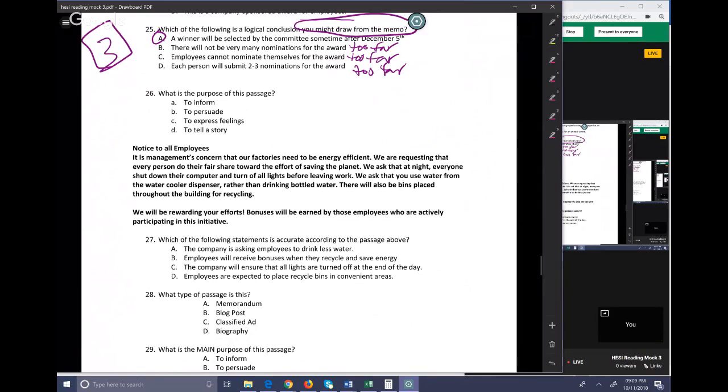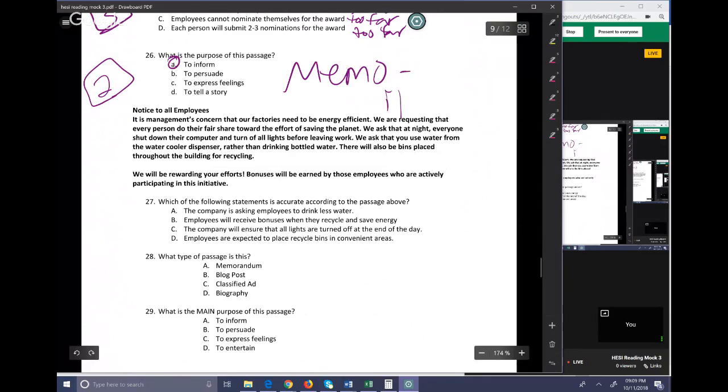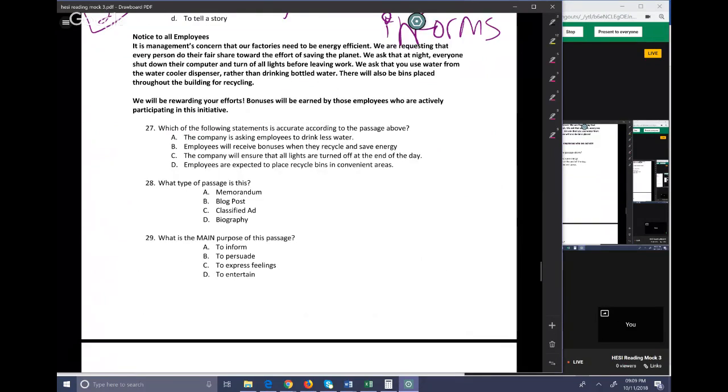We have to be getting it from the memo. 26 is from reading 2. What's the purpose of the passage? A memo informs. I get a lot of questions from different memos that I integrate in the class material in different places. Memos inform. Memos are written by someone who is in charge of making sure that employees understand what's going on. A memo is always for information.